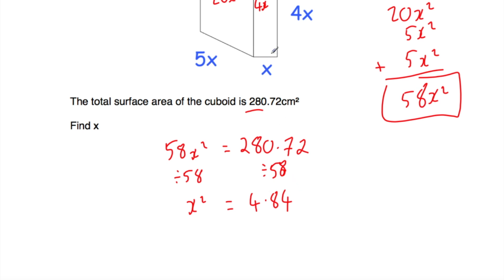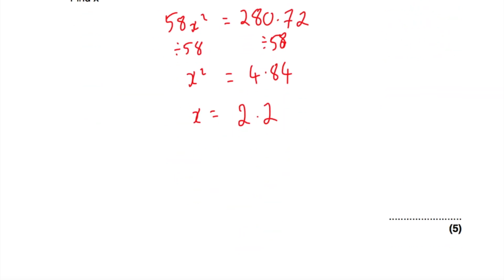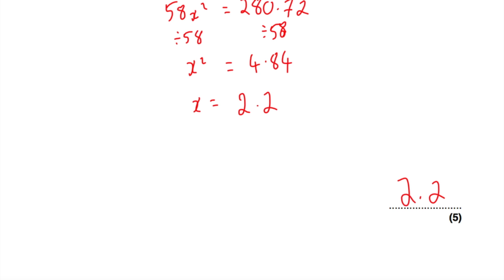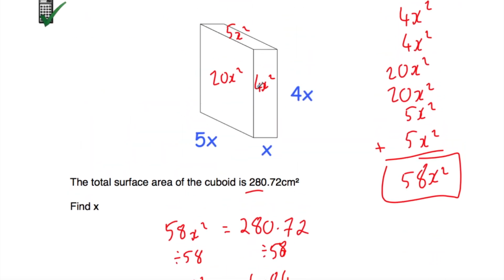Now we know that x has to be positive, so now we can just square root both sides here, and we get that x is equal to, because we know it's going to be a positive answer, we don't need to worry about any negative roots. So the square root of 4.84 is equal to 2.2. So x is equal to 2.2, and that's it. So just to recap, we found an expression for the total surface area of the cuboid, and we found that to be 58x squared. We then put that equal to the surface area that it told us in the question, and then we just solved that equation, and we found out that x was 2.2.